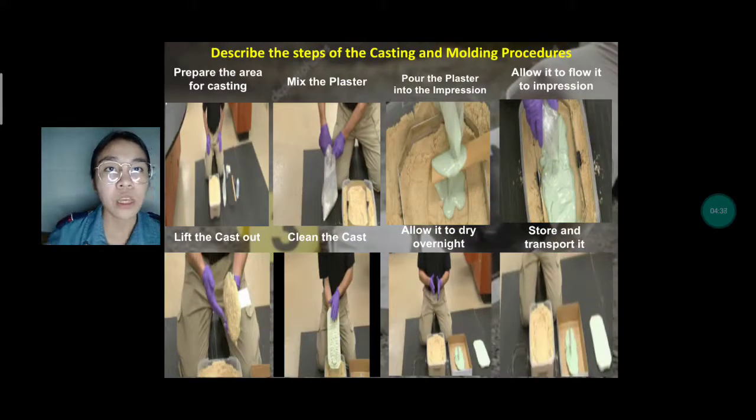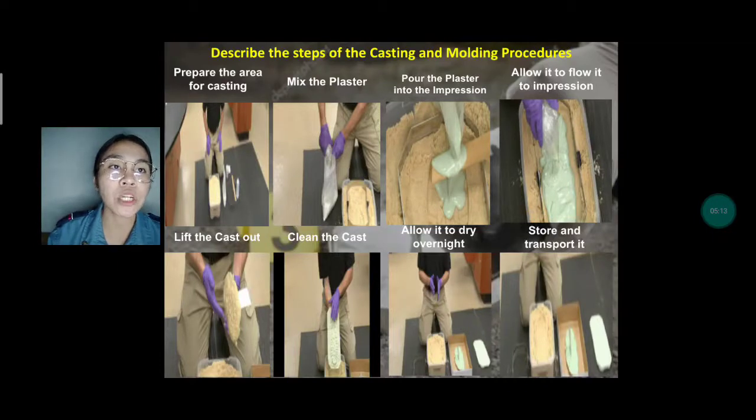So, next is describe the steps of casting and molding procedure. First is prepare the area for casting. So, we need to carefully brush away any small stones or loose soil na nakapaligid sa area na kailangan nating i-cast. Then, next is mix the plaster. So, ihahalo natin yung tubig sa plaster na nakalagay sa plastic bag. Then, kailangan maging smooth yung mixture para makuha yung consistency at maging maganda yung kalalabasan ng casting.